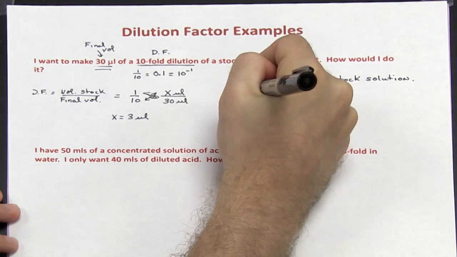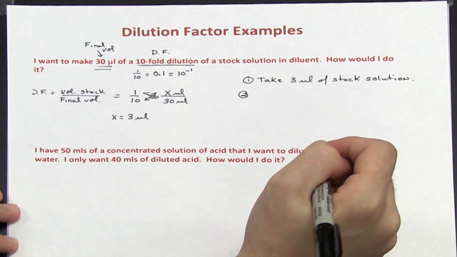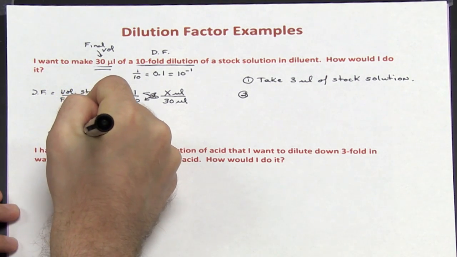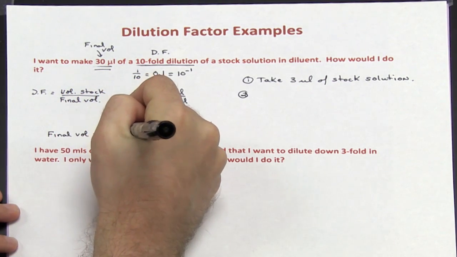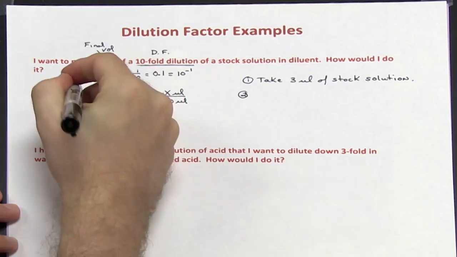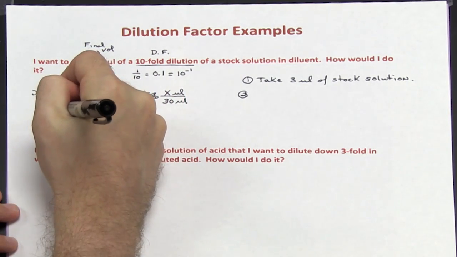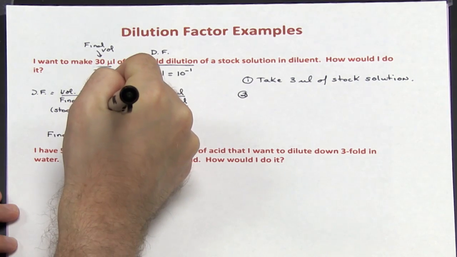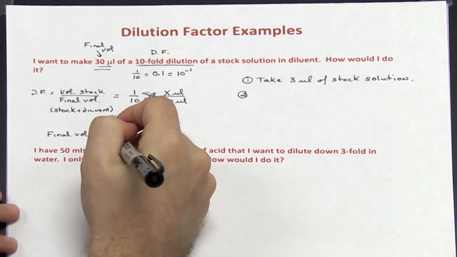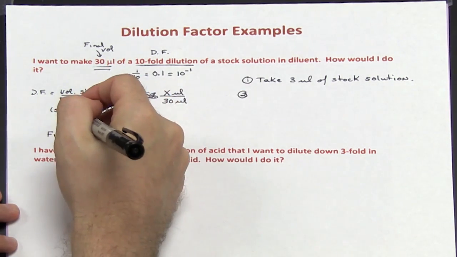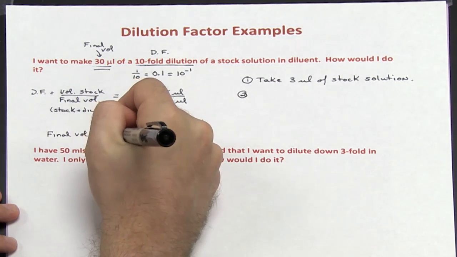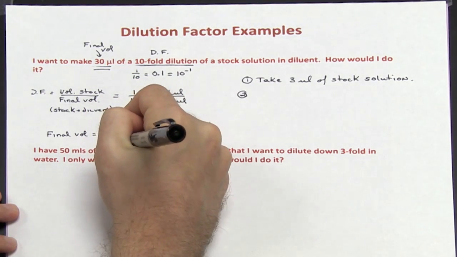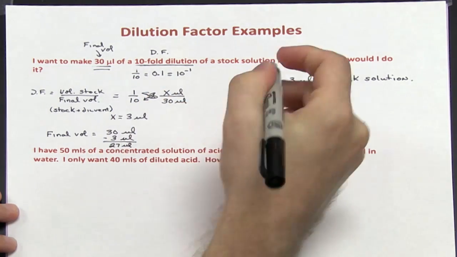Now I have to figure out how much diluent to use. Well, I know that my final volume needs to be 30 microliters. Remember, final volume is the amount of stock plus the amount of diluent. So from my final volume, I'll subtract how much stock I'm using, minus 3, and that leaves me with 27 microliters.